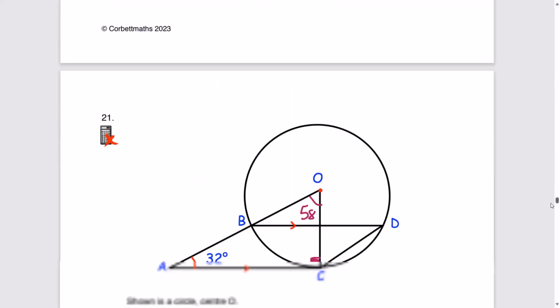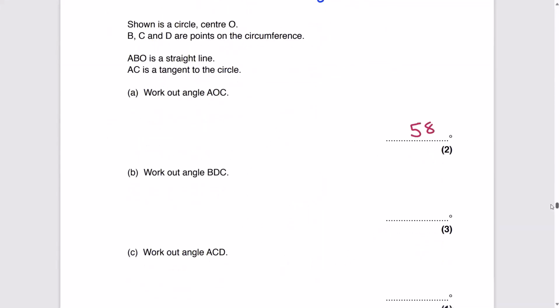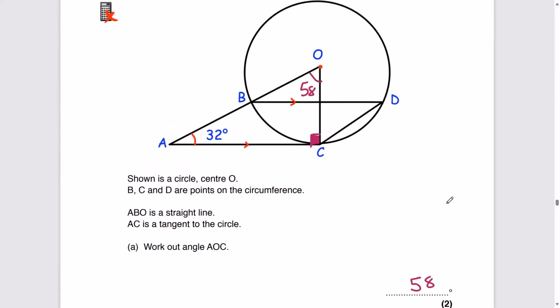Yes. Next, we need to work out angle BDC. That's this angle here. Now, again, you might think this is same segment. You might think this is alternate angles are the same, but they're not. This is actually the angle made at the center is twice the angle made at the circumference. So this angle, BDC, has to be 58 divided by 2. And that's going to be 29. So here's 29. What did you get?